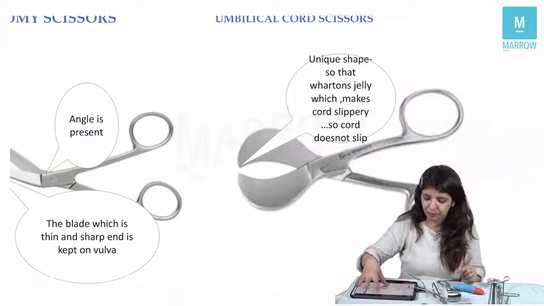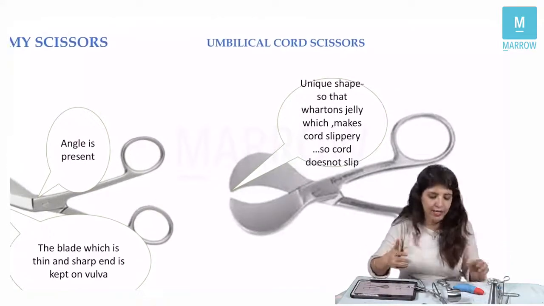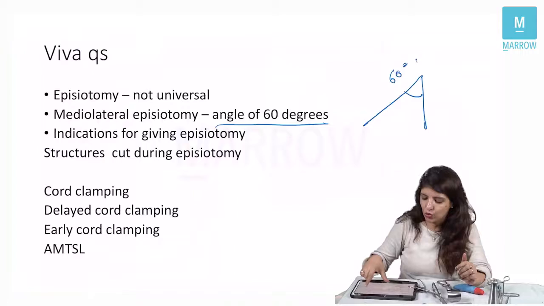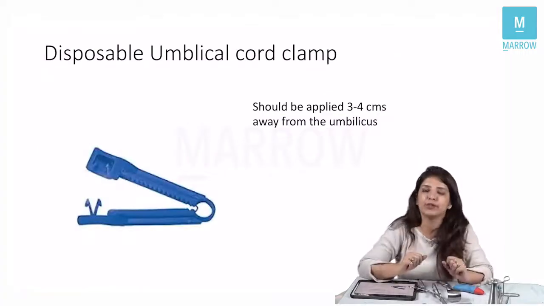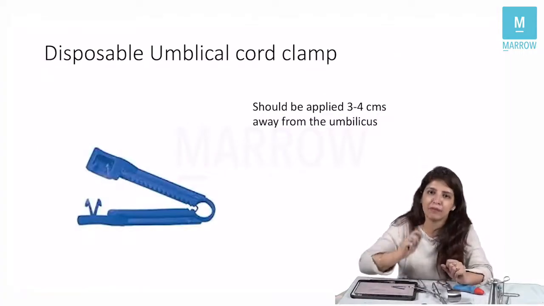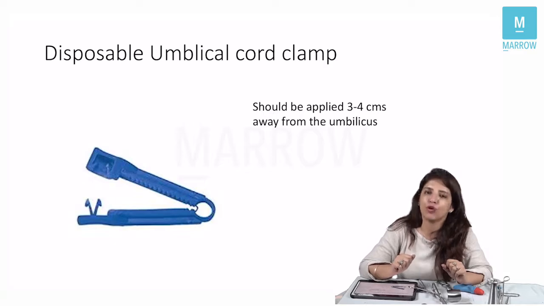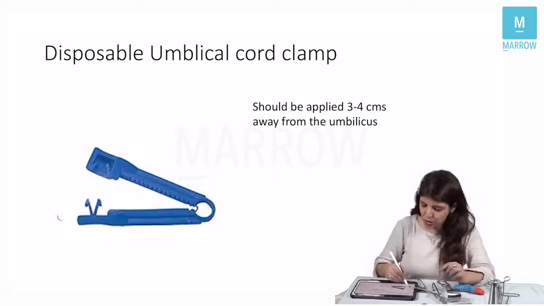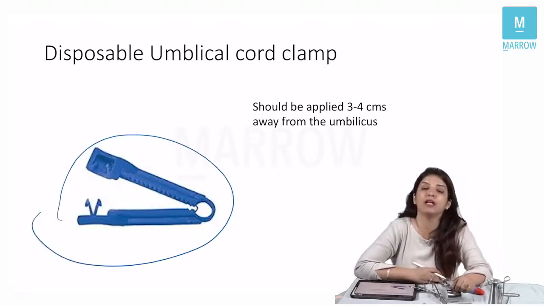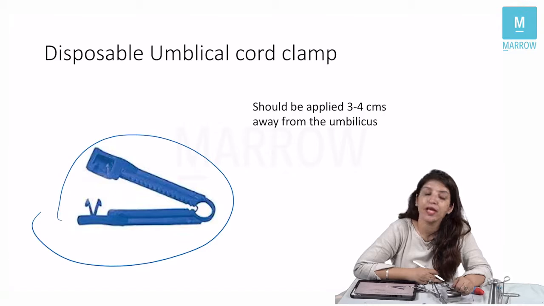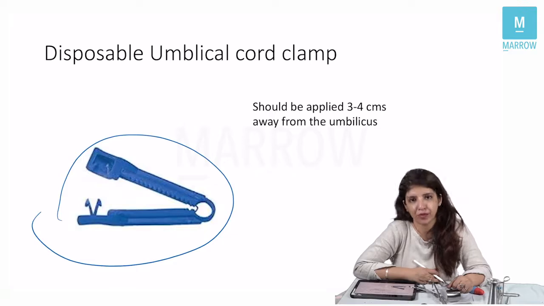Then, so I have cut the cord. Now, once the cord is cut, you have to clamp the cord, right, from the baby's side. Now, in order to clamp the cord from the baby's side, we use disposable umbilical cord clamps. So this over here is a disposable umbilical cord clamp. Now, a very important question is that where are you going to apply this clamp? This clamp should be applied 3 to 4 centimeters away from the umbilicus, right?